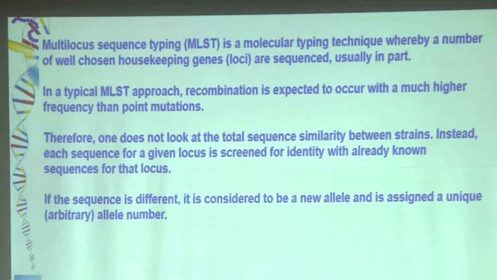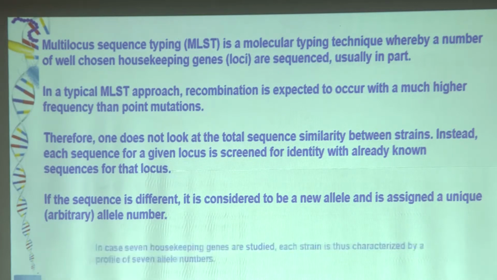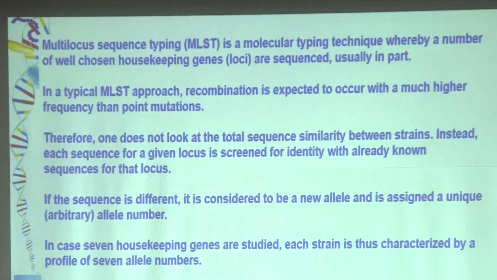If the sequence is different, it is considered to be a new allele. The question here is, what is the difference? What do you mean by difference here? So, it can be a small recombination event, or it can be a point mutation, but we expect more frequently the recombination than point mutations here. And the new allele is assigned an allele number. I will tell you precisely how to assign this allele number.